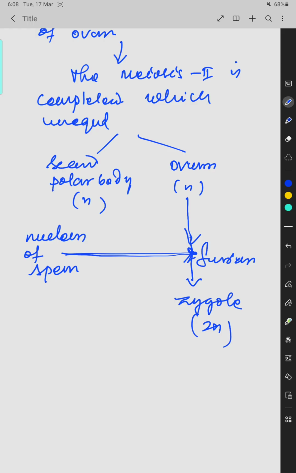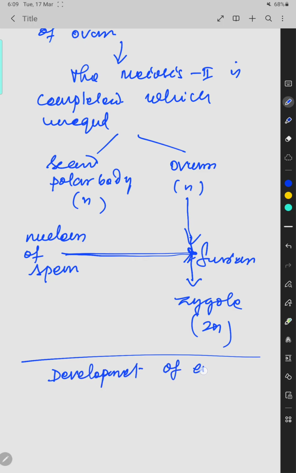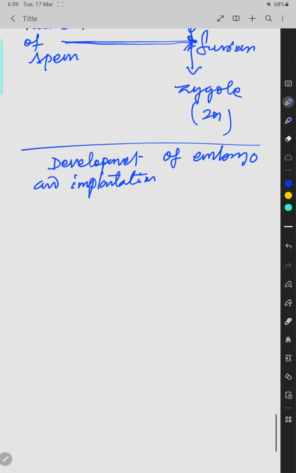Now let us discuss the development of the zygote into embryo and implantation. Now what is formed? Zygote. Where is it formed? It is formed in the, let me draw the diagram.